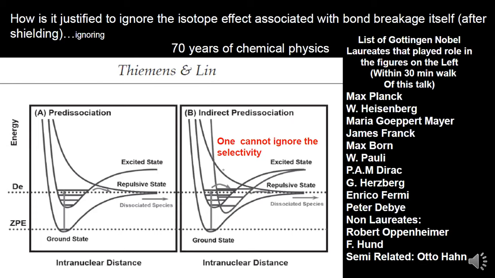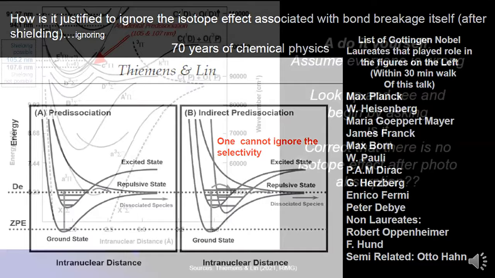And just to make an interesting point, within 30 minutes walk of where I'm sitting here, these are people that all worked on the problem, all are Nobel Prize winners, with the exception of Robert Oppenheimer, you probably know, Hund, that did the coupling rules, and Otto Hahn, who did more of the nuclear part. And we've already talked about, I've heard you talk about Maria Mayer. Her home is about two blocks from here.